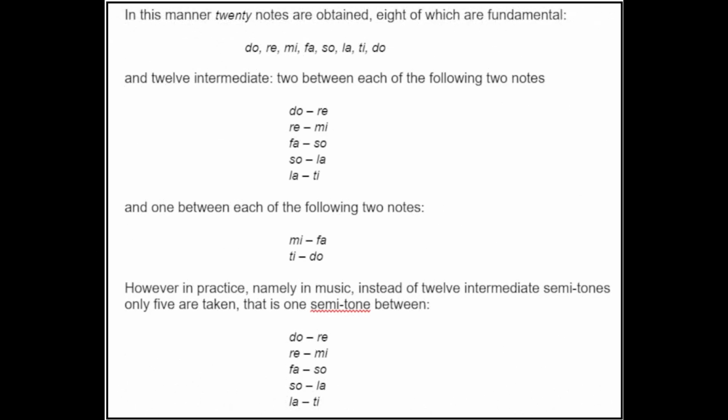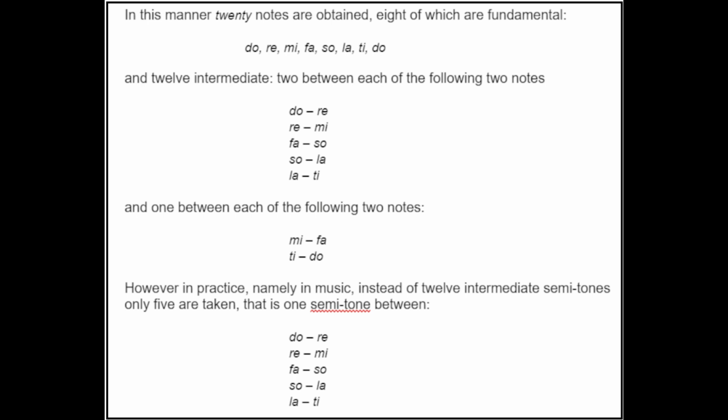With regard to the musical 7-tone scale, it is generally considered theoretically that there are 2 semitones between each 2 notes, with the exception of the intervals mi fa and ti do, which have only 1 semitone, and where 1 semitone is regarded as being left out. In this manner 20 notes are obtained, 8 of which are fundamental, do re mi fa sol la ti do, and 12 intermediate, 2 between each of the following 2 notes, do re mi, fa sol la, and la ti. Then 1 between each of the following 2 notes, mi fa and ti do.